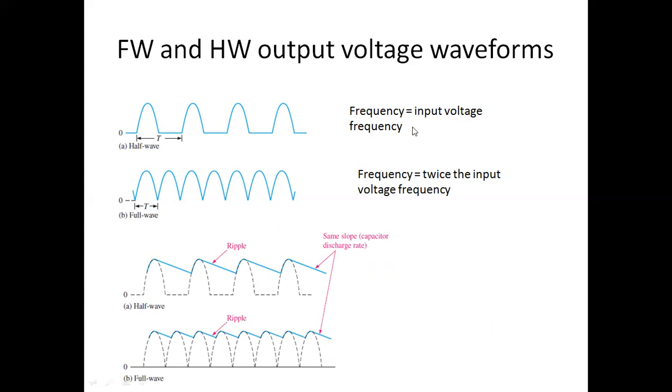Something else I think I need to emphasize, I had said it earlier. This is the output voltage of a half wave rectifier, and the frequency of the output is equal to the frequency of the input voltage. For a full wave rectifier, the frequency of the output is 2 times the frequency of the input voltage. Okay. When you put a filter in the rectifier, those fluctuations, we call them ripples. You don't smoothen it completely. You still have some fluctuations, and those fluctuations, we call them ripples.